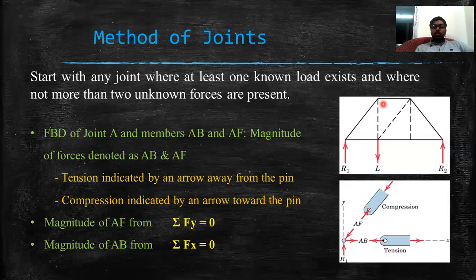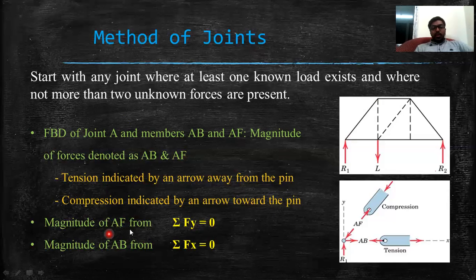So that's why we have to start with a joint where the unknown member forces are not more than 2. There should be a maximum of two unknown member forces, so we will start with that joint first. Now once you have started from this joint, what will happen? As you can see, tension is indicated by an arrow away from the pin and compression by an arrow towards the pin. I have already discussed this.